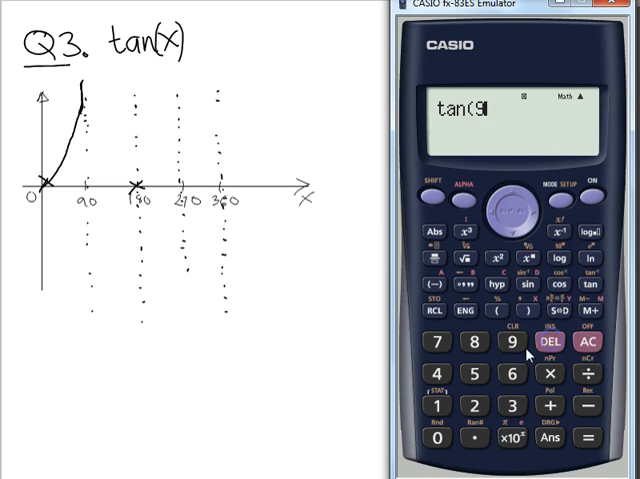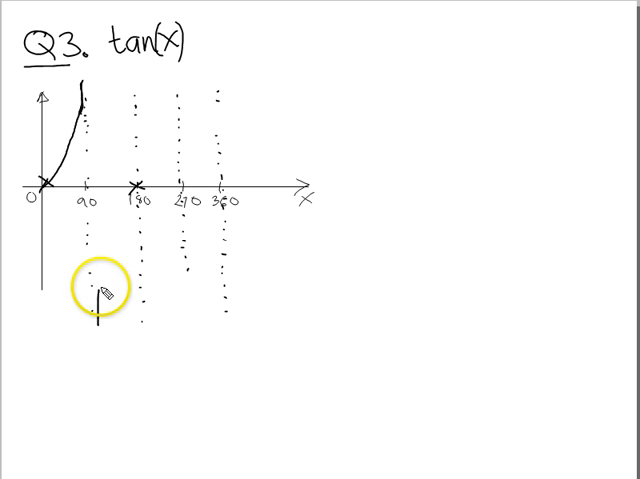So if I delete that and put 90.5, it's even bigger negative. So the closer it is to 90 from this side, the bigger negative it is. So it's going to shoot down like that to infinity, isn't it?